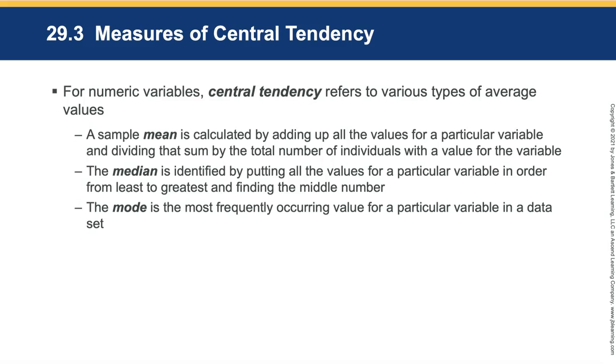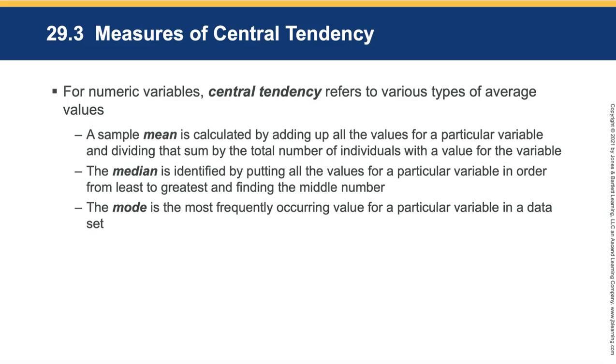So we're going to talk about measures of central tendency. So for numeric variables, central tendency refers to various types of averages, right? When you have a group of people, you're going to have people of different heights. Most of the people are going to fall into the average height range when you have a high enough sample size. You're going to have some people who are taller and some people who are shorter, but there is a central tendency in human height to be around the same. So we have measurements of these average variables.